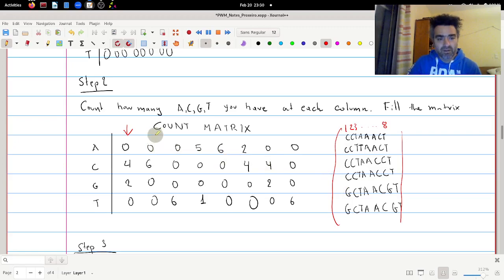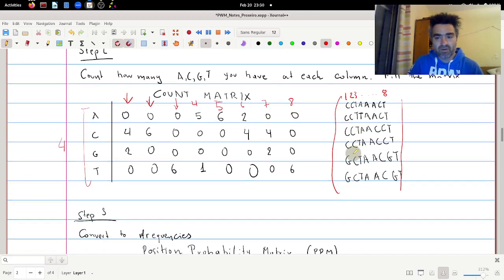Okay, that's good. Then we go to the second position, and here it's clear that everything is C, so 6 for C and 0 everywhere else. We go to the third position, the 4th, the 5th, the 6th, the 7th and the 8th position, and we do the same thing. This matrix is a count matrix, so it just counts how many nucleotides we have at each position. Again, the dimensions of this matrix are 4 rows, and the number of columns is the same as the length of the motif sequence.